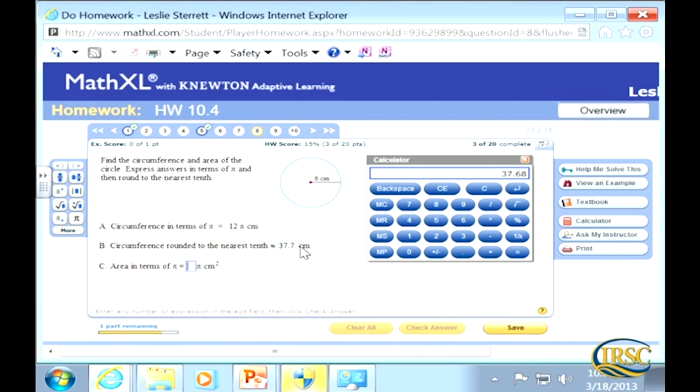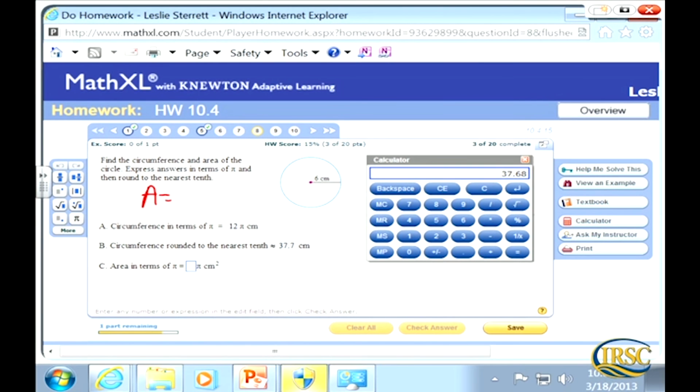Now we need to work out the area. So the formula for area is pi r squared, and we were given the radius, so putting in pi times 6 squared. In terms of pi, all we have to do is square the radius. So we get 36 pi centimeters squared. But the pi and the centimeters squared are already there. So just type in the 36.